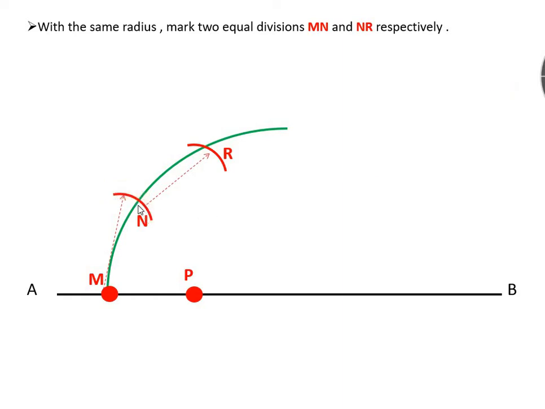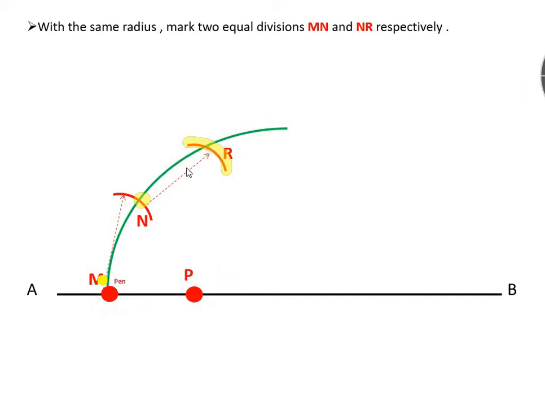In that manner you will get point N. This cutting point, the intersecting point, you name it as N. Similarly, from N, don't change the radius, but change the center. That means you fix your compass here and draw one more arc without changing the radius. And in this manner you will get point R. So in this manner we have got point M, point N, point R.